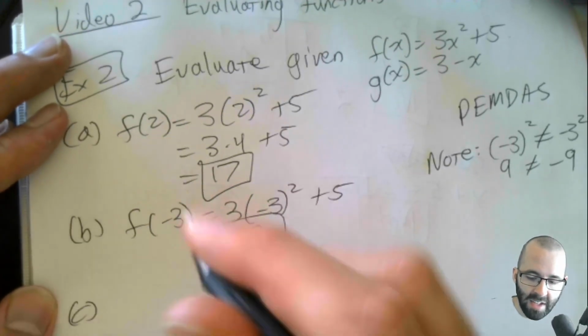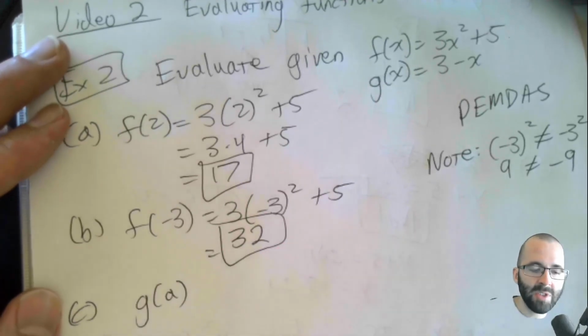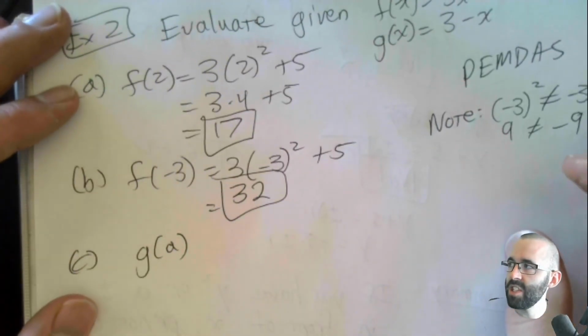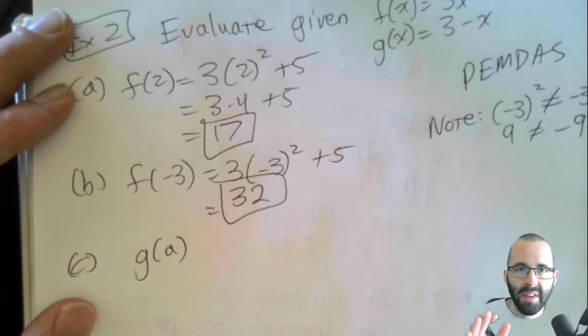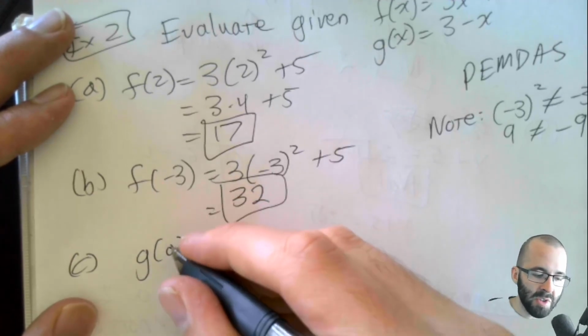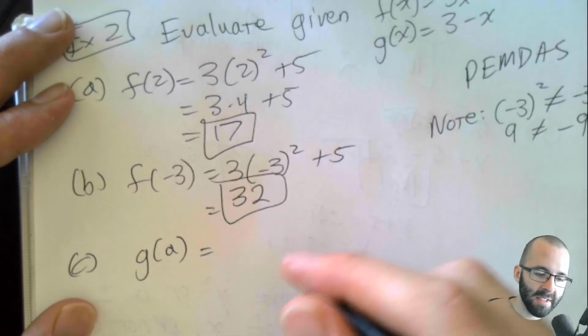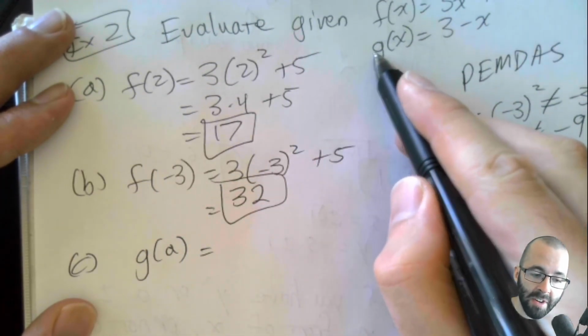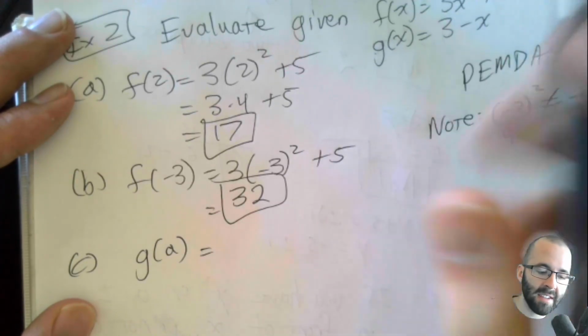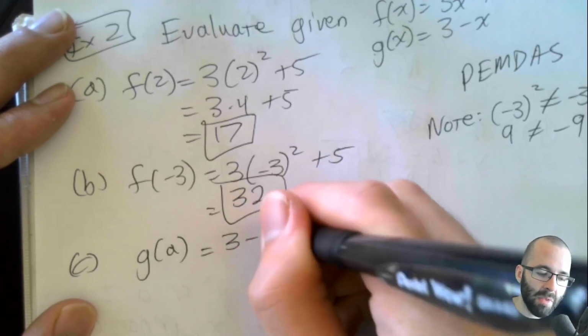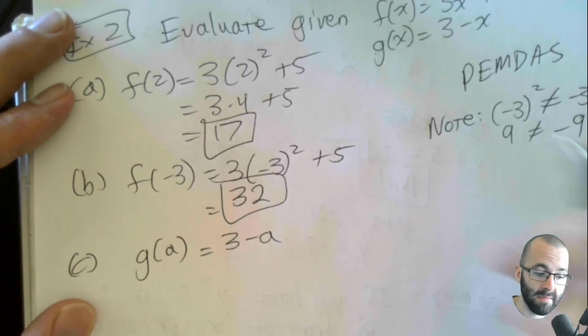Okay? All right, now let's make things a little bit more interesting. What about g of a? This is not a number anymore, but you do it the exact same way. g of a, you just plug in a for x. So again, now we're looking at this function, g of x. Just replace the x with a. And we get 3 minus a. That's it.